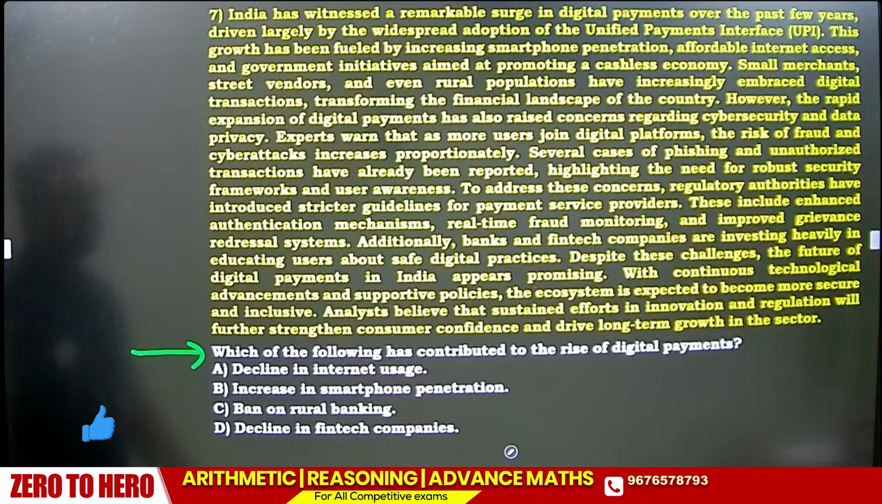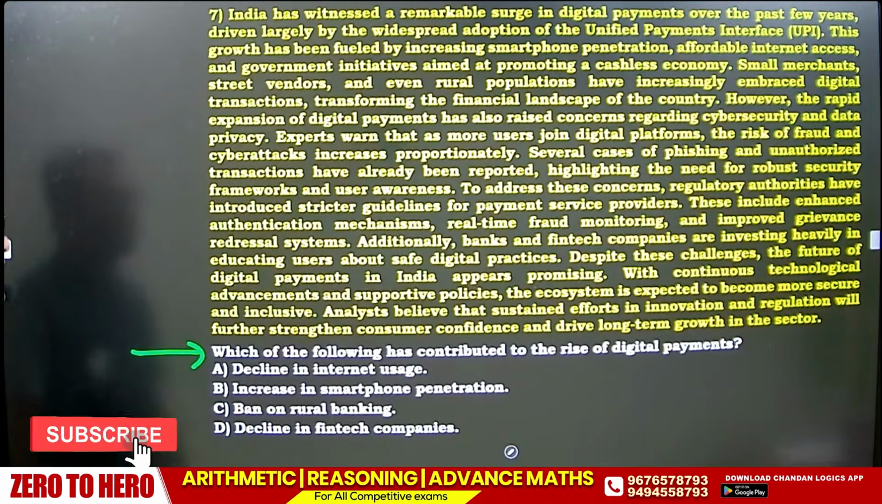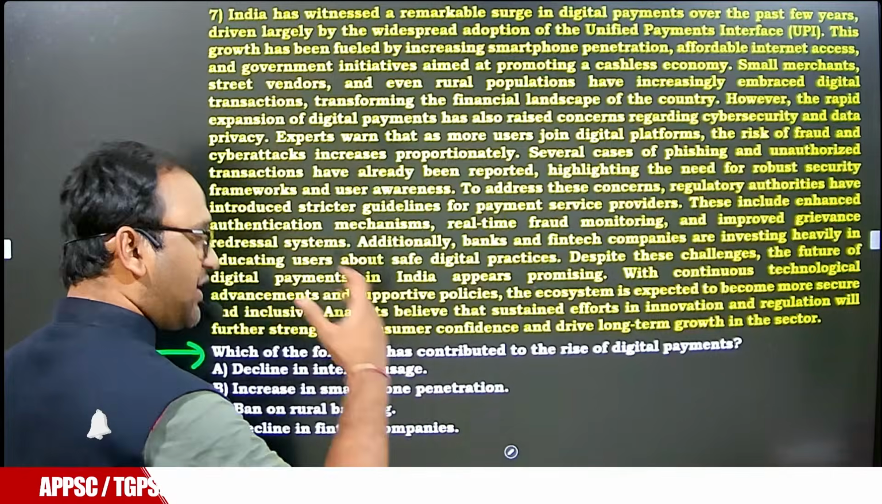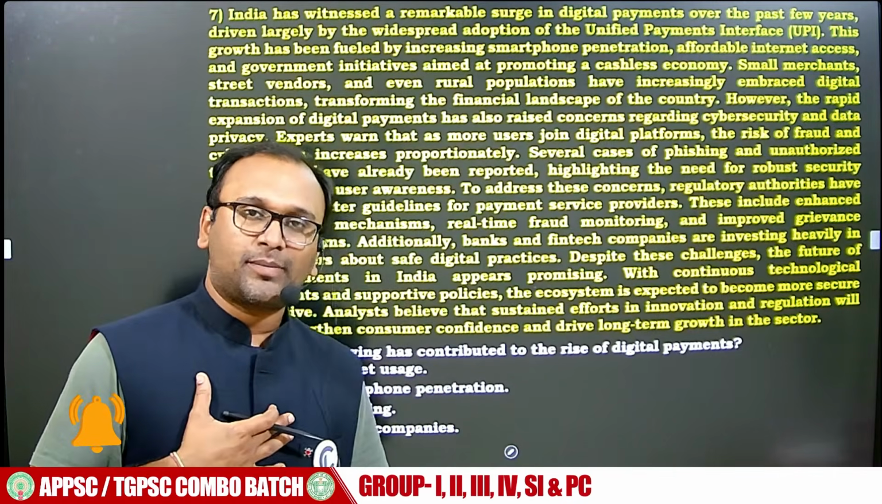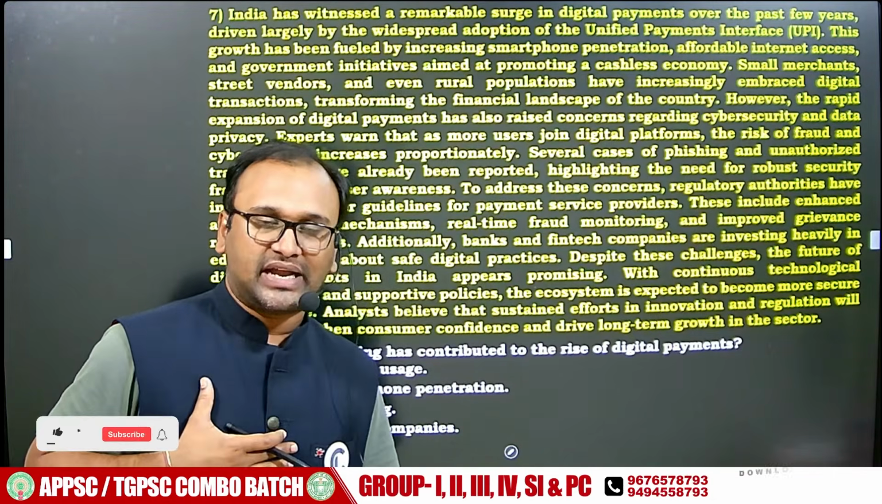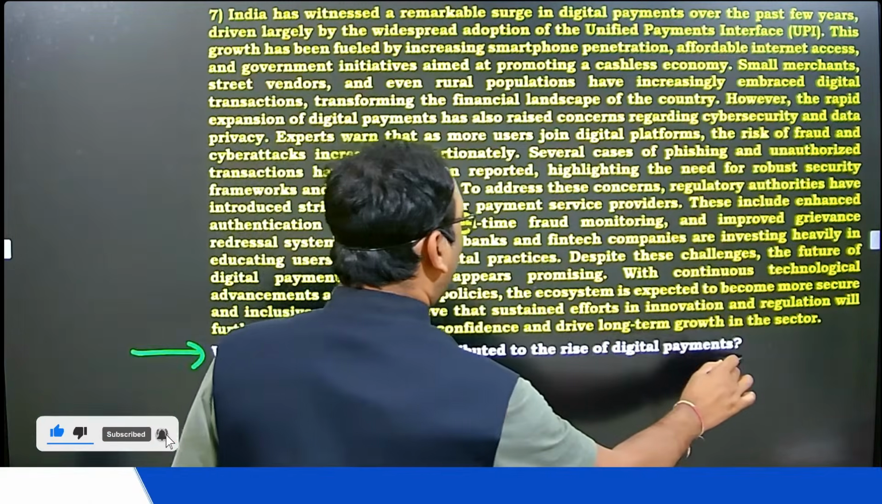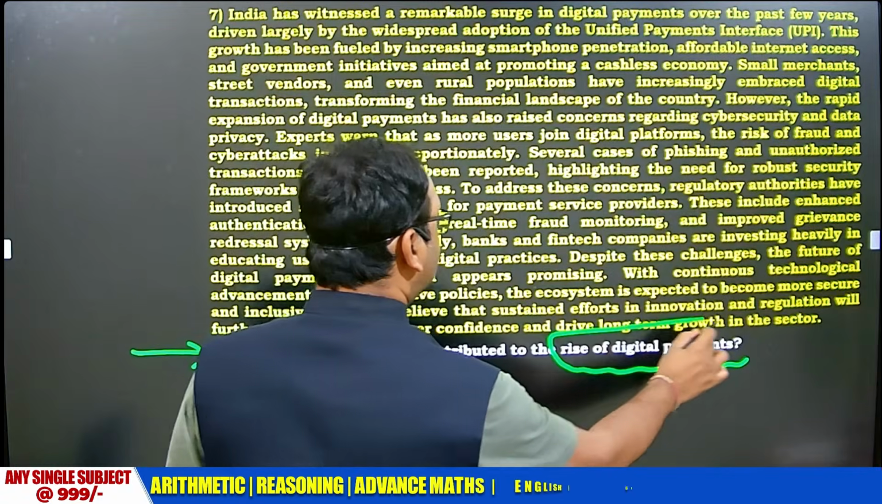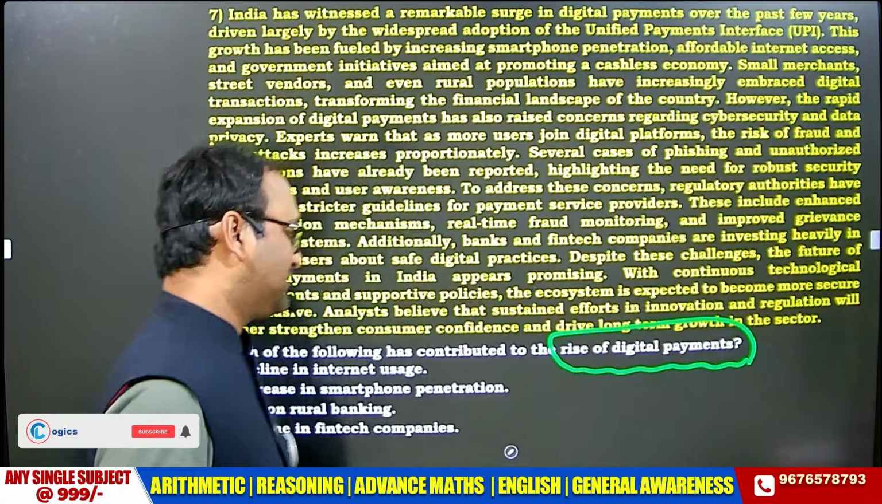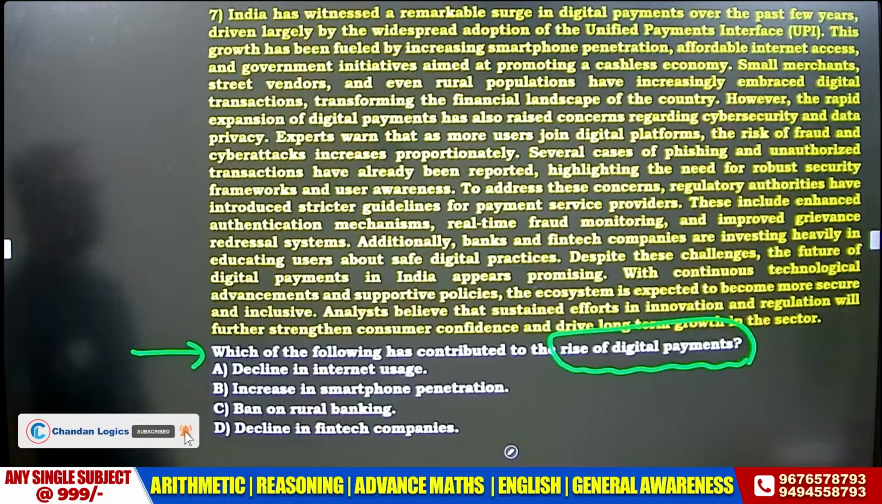Let me give you a simple common sense technique. Forget about the paragraph. You as a normal person, you as a normal citizen of the country, you as a literate, tell me, why do you think digital payments will increase?